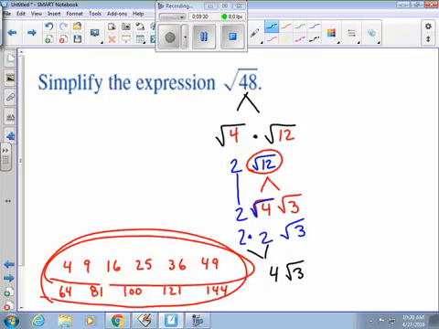Remember, ask yourself those 3 questions again. Any perfect factors? Any radicals underneath it? Or any fractions under the radical? No for all 3 of those answers. This is considered simplified.